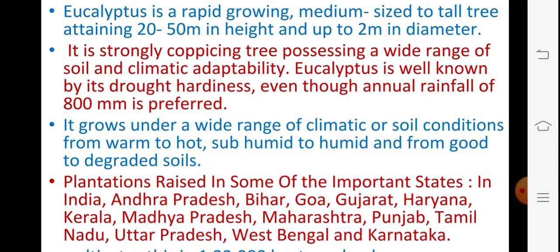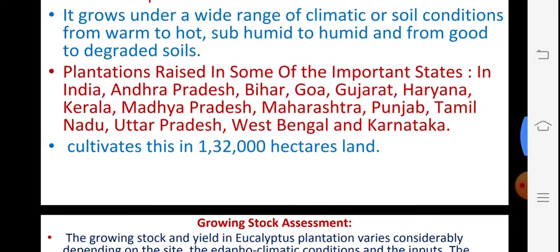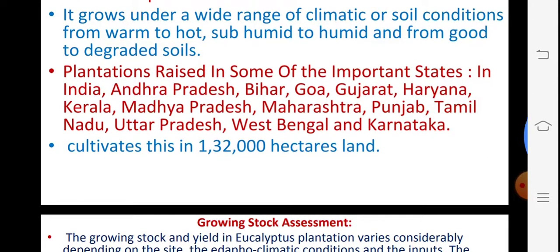Then secondly, the soil conditions should also be good. More degraded soil, humus soil, generally shows good production. Then secondly, there is one part. The plantations are generally done in different states like Andhra Pradesh, Bihar, Goa, Gujarat, Kerala, Maharashtra, and all the others.